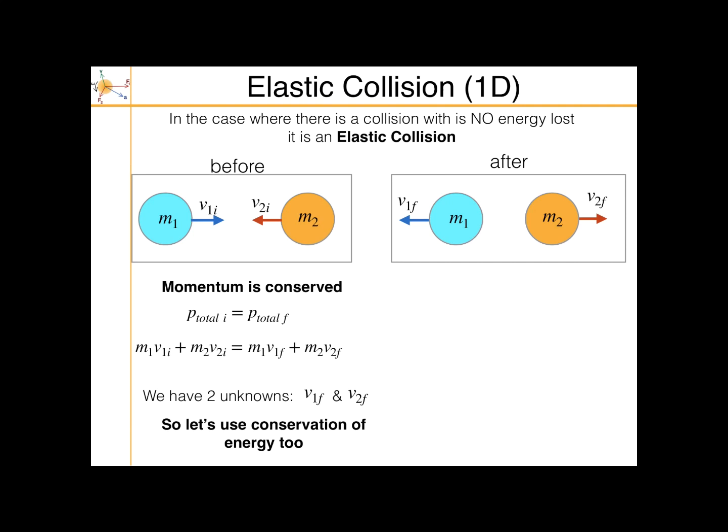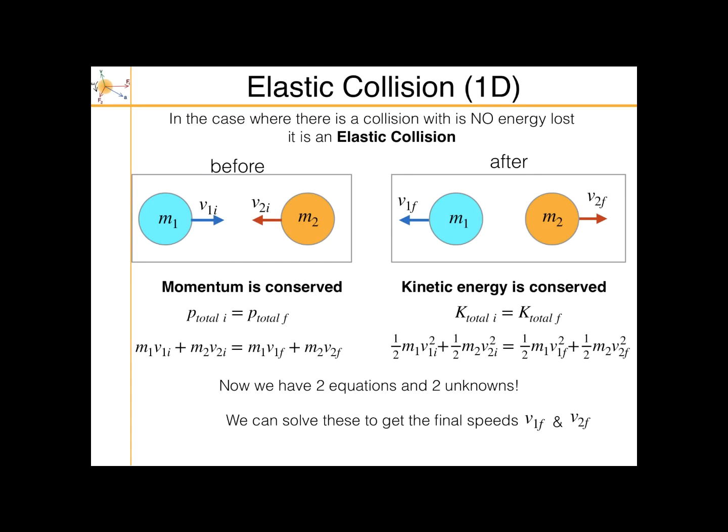So if we include conservation of energy as well, i.e. we assume that the kinetic energy before is equal to the kinetic energy afterwards, we have another equation to work with. One half mv squared: the kinetic energy initial would be the kinetic energy of one plus the kinetic energy of the other, equals the kinetic energy of that one plus the kinetic energy of that one afterwards. So these are the two kinetic energies after. These are the two kinetic energies initial. So now we have two equations and two unknowns, and we can combine these two to solve for v1 final and v2 final.